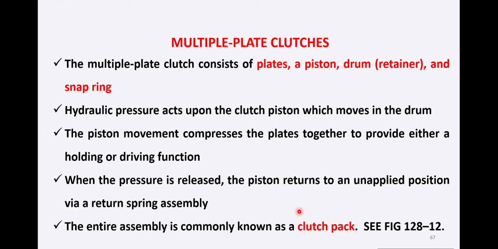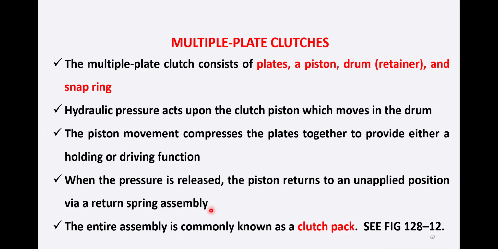Now the next part of the automatic transmission system is the multiple plate clutches. The multiple plate clutches consist of plates, a piston, drum, retainer, and snap rings. We will talk about these plates. What are those plates? The piston, the drum, retainer, and the snap rings. Hydraulic pressure acts upon the clutch piston, which moves in the drum. The piston movement compresses the plates together to provide either a holding or driving function. When the pressure is released, the piston returns to an unapplied position via a return spring assembly.